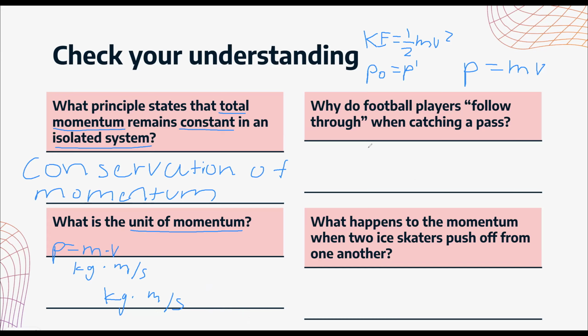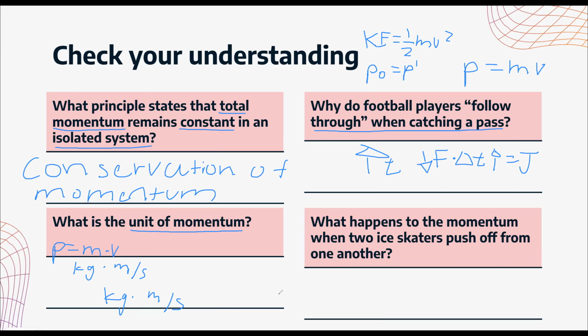Why do football players follow through when catching a pass? I got a lot of correct answers for this one. It's because they're extending the time of contact, so they decrease the force. Over time, the force will go down because the time is going up. So overall, the impulse stays the same, but there's less force at every single instant, so it's easier to catch the pass.